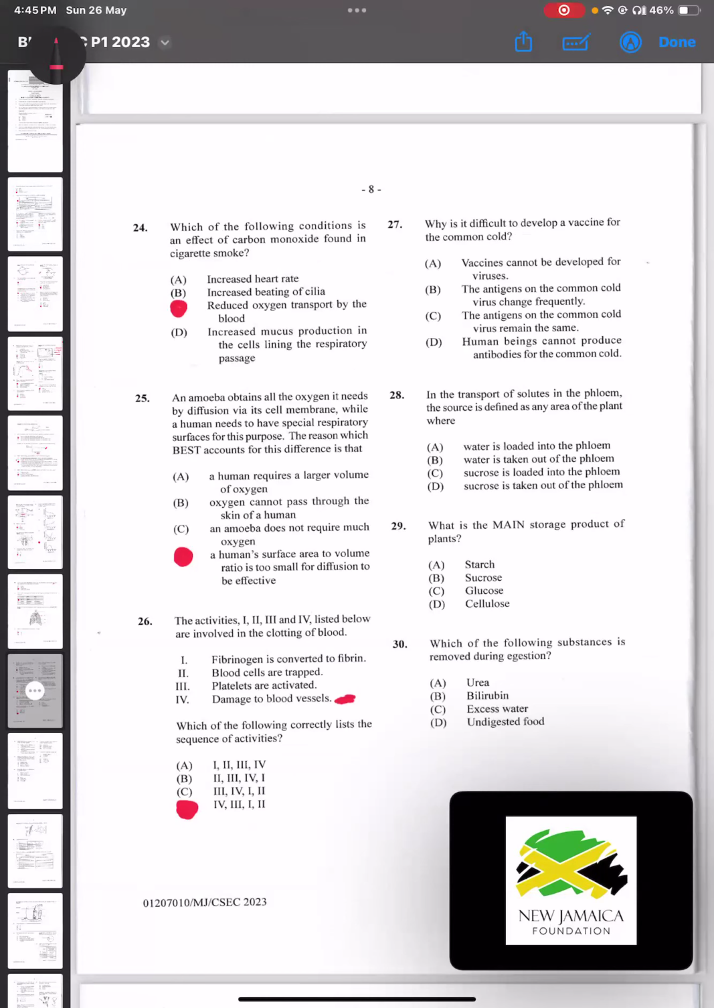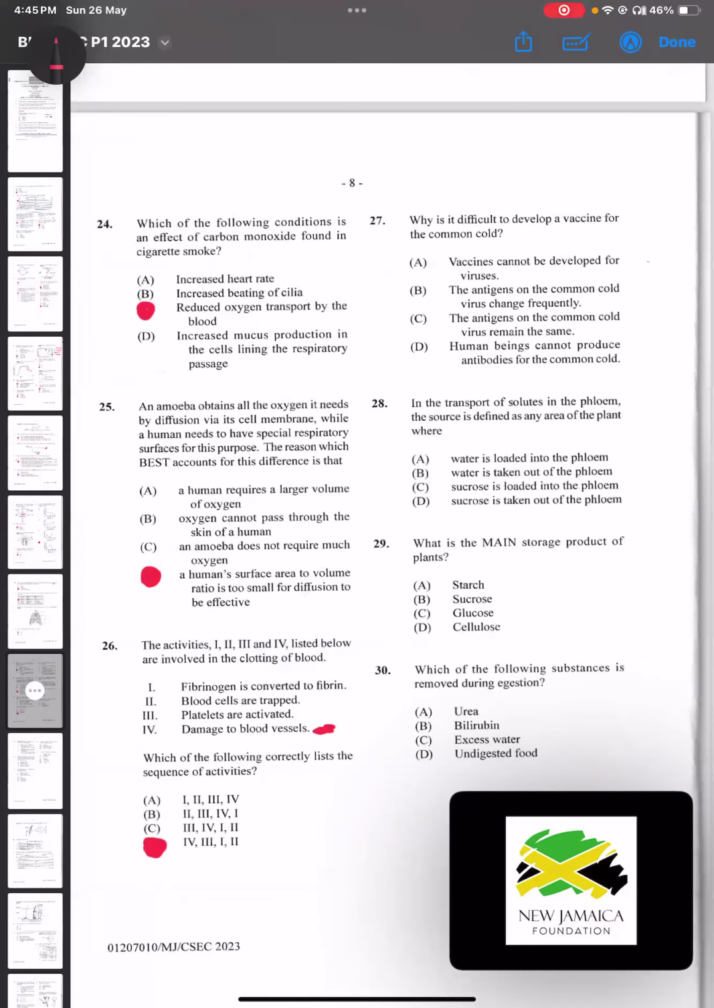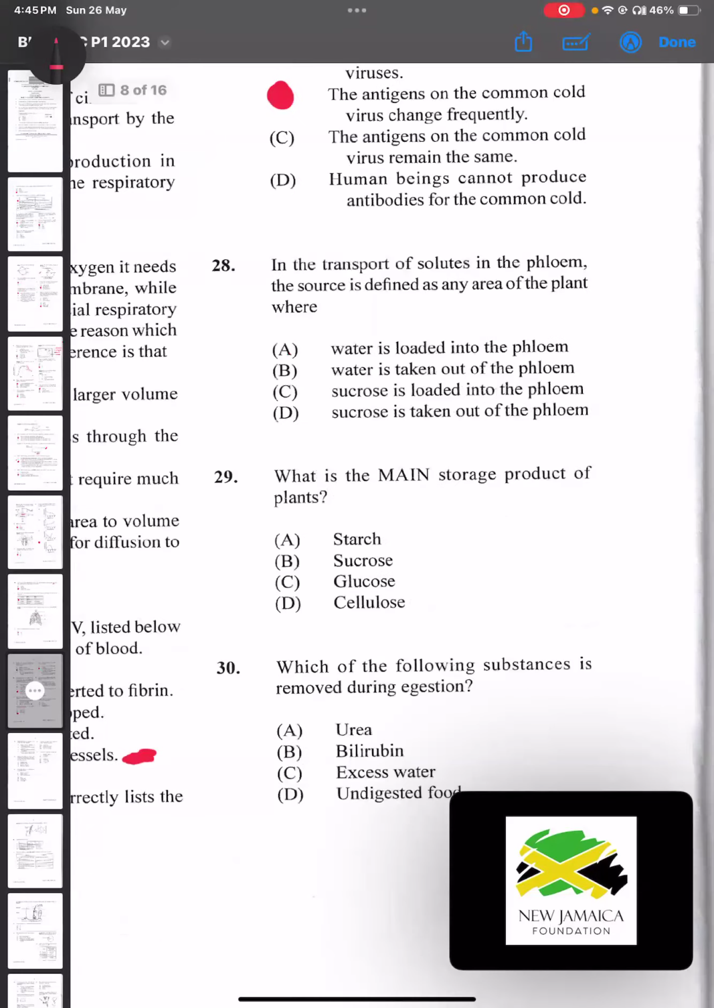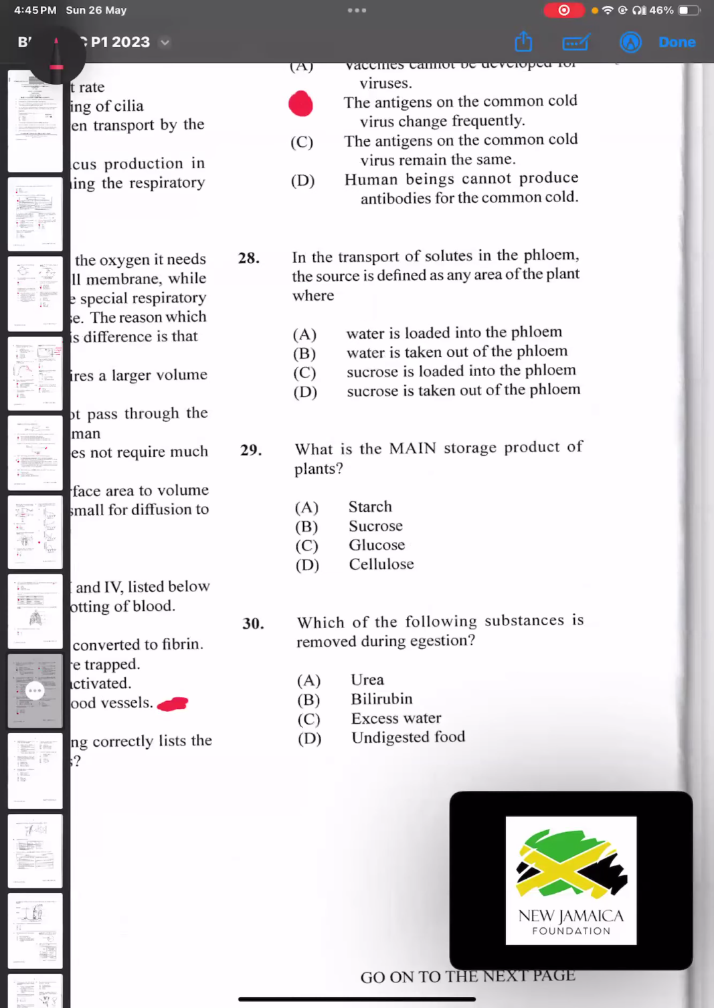27. It was difficult to develop a vaccine for the common cold. So why do we need a different vaccine every cold season? D. So the antigens on the virus change frequently. So we cannot use the same vaccine for every cold season. And the antigens are what cause us to become sick. So because it changes, we cannot use the same vaccine every year.